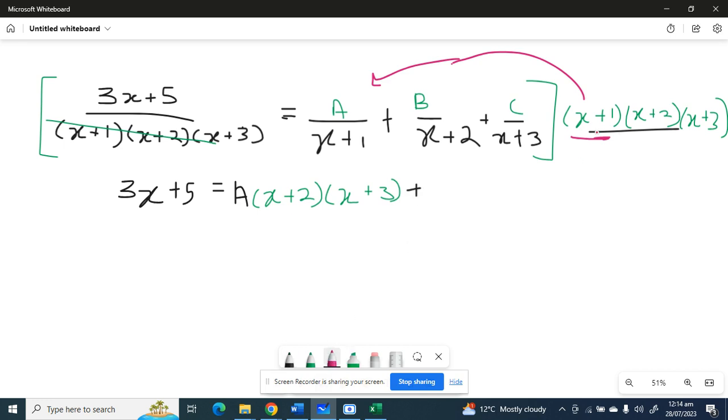if we multiply this whole expression again, x plus 1, x plus 2, x plus 3, with b over x plus 2, our x plus 2 is going to go. We're going to erase this x plus 2. So the remaining factors will be x plus 1 and x plus 3. So we're going to have b, open brackets, x plus 1, x plus 3.